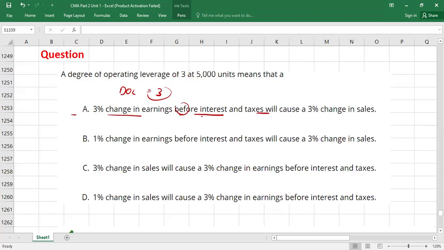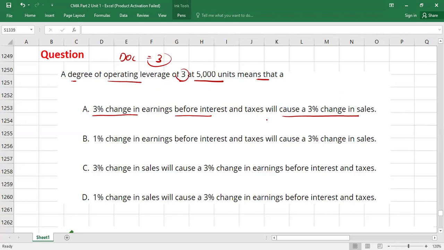Does 3 mean a 3% change in earnings before interest and tax will cause a 3% change in sales? No. We should relate first with the sales. This is the interpretation of the answer I'm telling you: every 1% increase in sales will increase your EBIT by how much? 3%. This should be the answer. Don't keep it like a 3% change in sales will generate EBIT of 1%. No, no. Here sales is 1%.